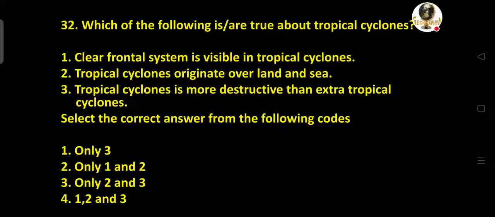This is a very interesting question. Listen carefully, I will explain it. Basically, the tropical cyclone does not have a clear frontal system. The tropical cyclone originates only over the sea, and on reaching land it weakens. The wind velocity in a tropical cyclone is much higher and it is more destructive. And tropical cyclones move from east to west. So definitely only three is the right answer. This type of statement question is interesting.